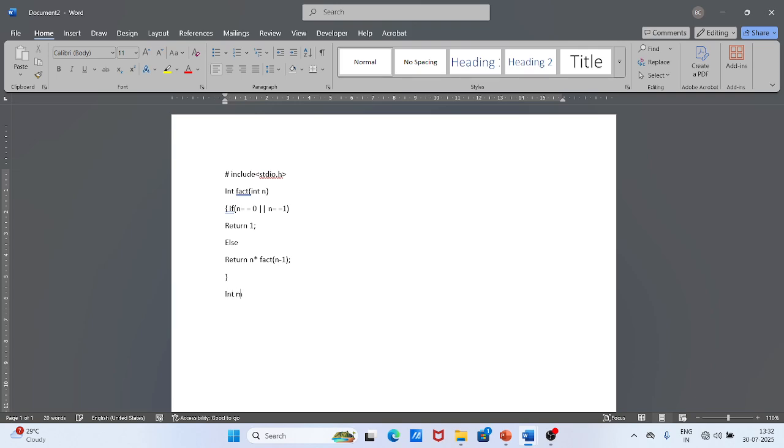Now you write int main, int num. I am taking another variable which name is num, and printf enter the number, scanf percentage d, ampersand num.